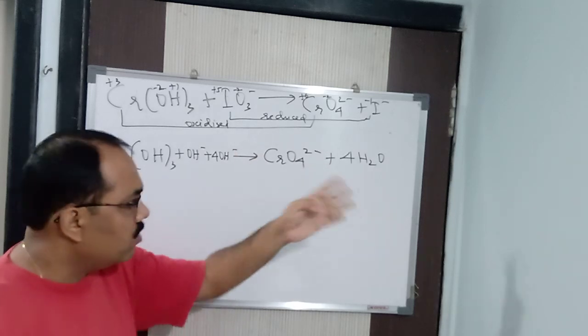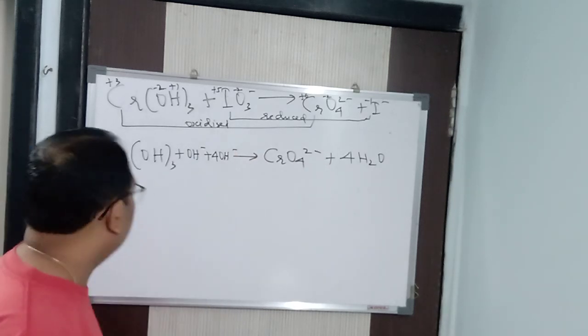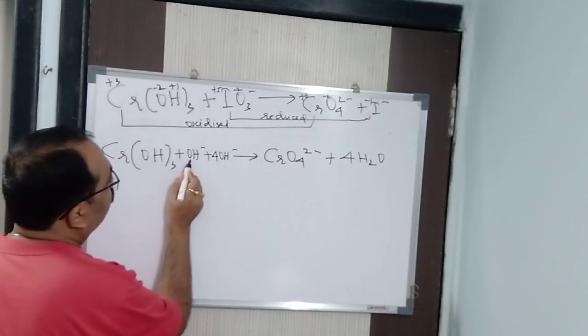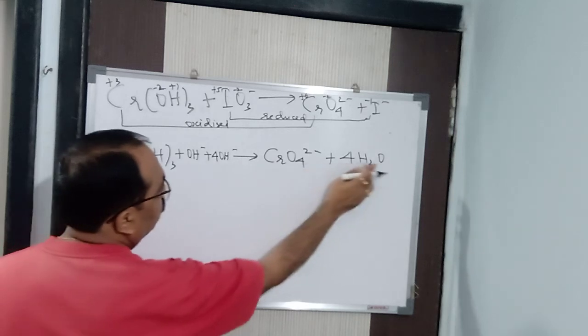You see whether it is balanced or not. When atoms, not the charges, atoms. See it. Chromium 1, chromium balanced. Oxygen 3 plus 1, 4 plus 4, 8. Here it is 4 plus 4, 8 oxygen.